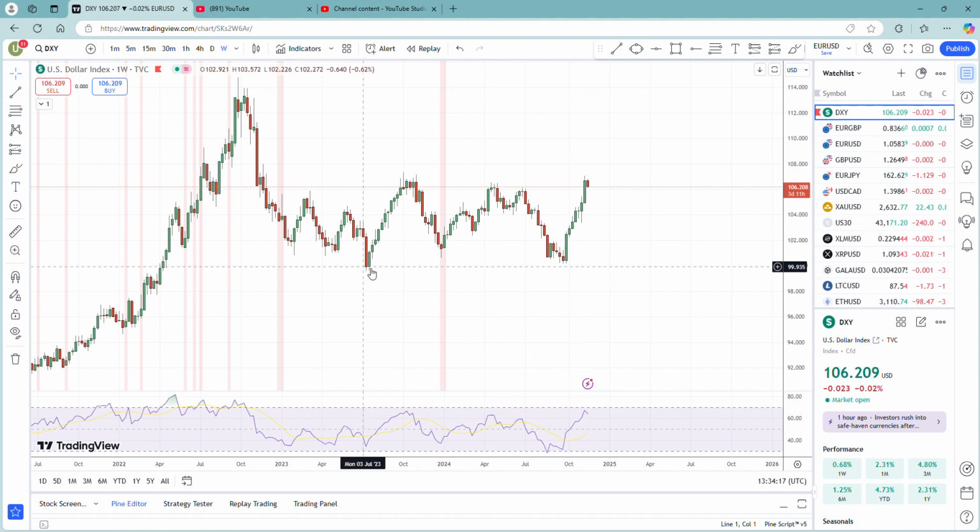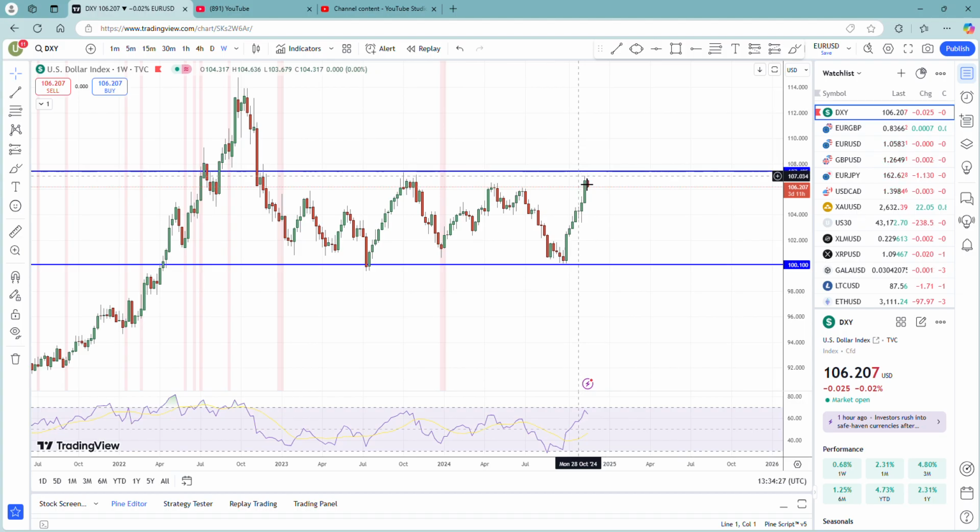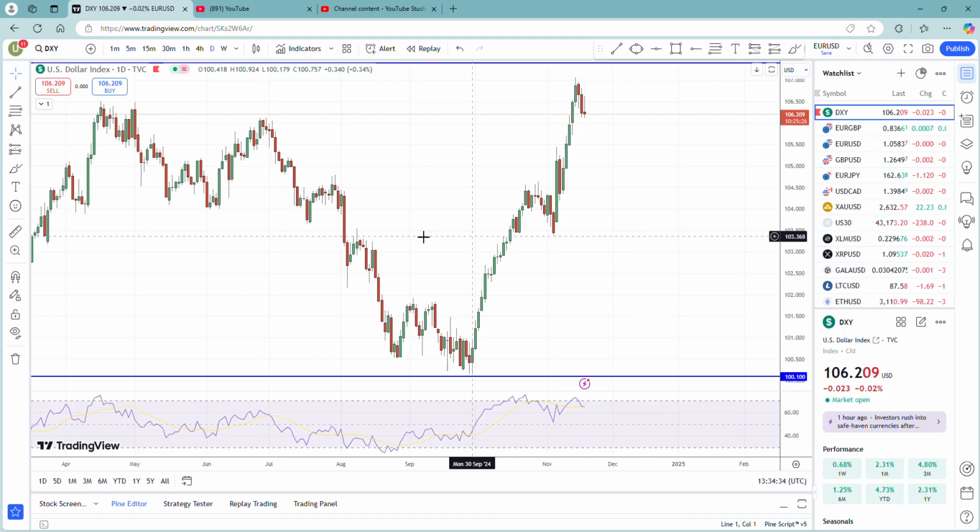Here you can see there's a support level. It's respected it once, twice, 3 and 4 times. Here you can clearly see there's a resistance level where it's rejected it once, twice, 3, 4 times as well. You then go into a daily time frame and mark your support and resistance levels.